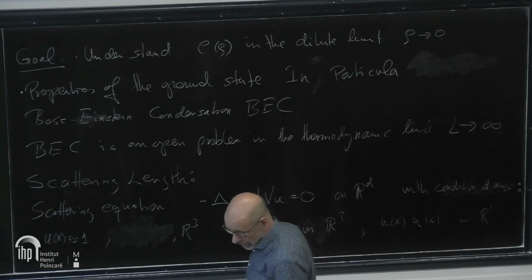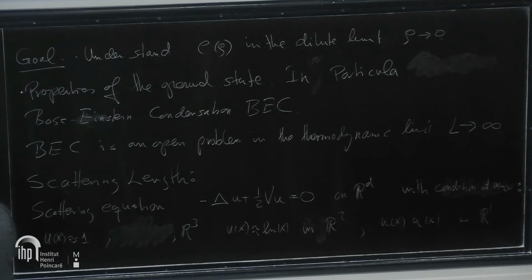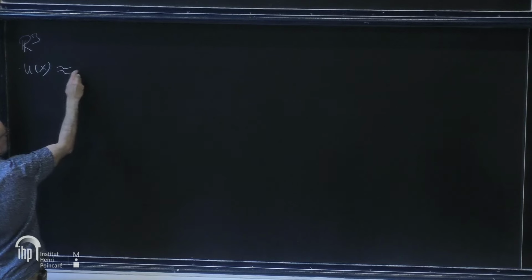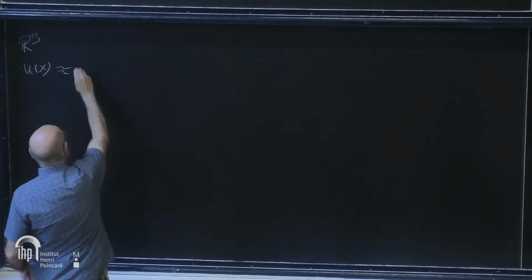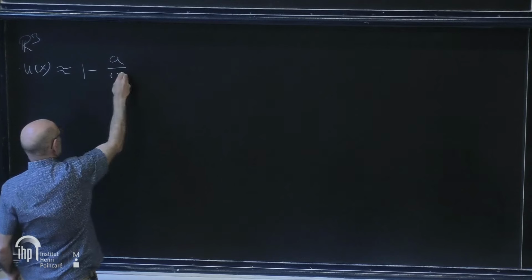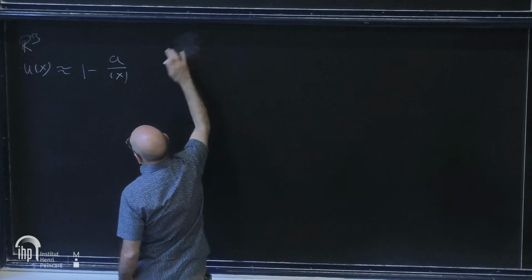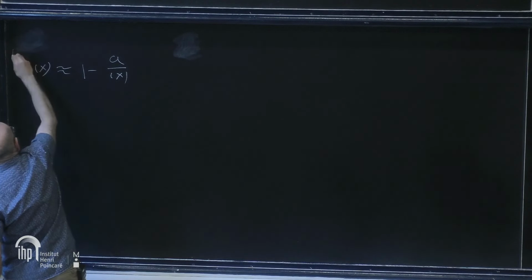Okay, so that's one way to consider the scattering equation, and then the scattering length. Now I'm afraid I do have to lift this one up. Right. And then what we really have is that u of x, so in R3, u of x is not just approximately 1, it's 1 minus a over x. In R2, maybe you can't see because of the shadow. Let me put it here.